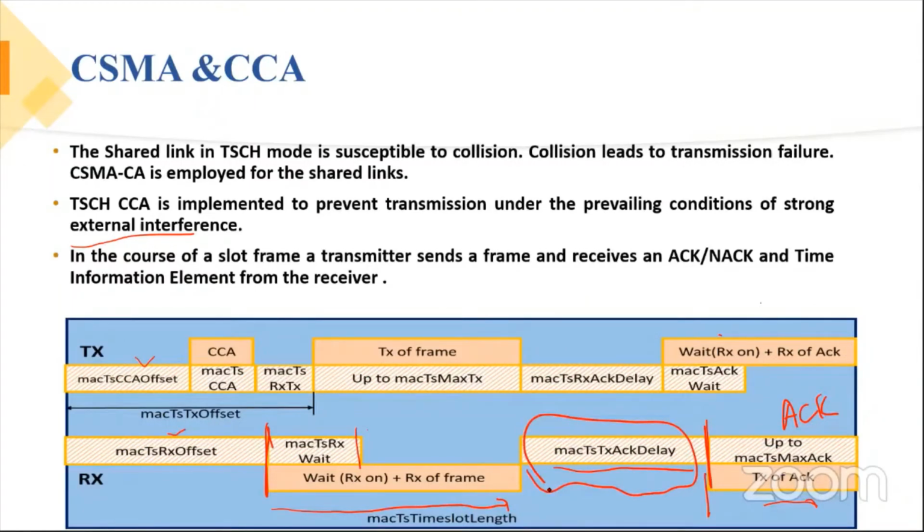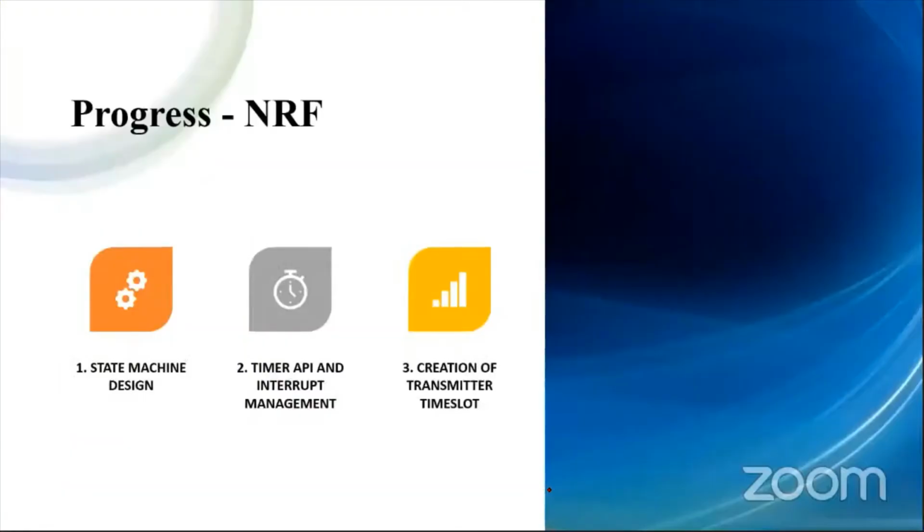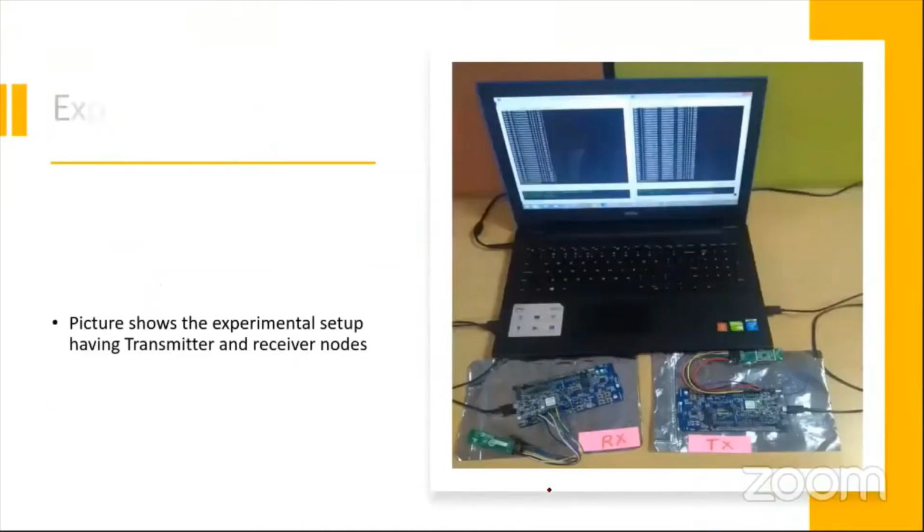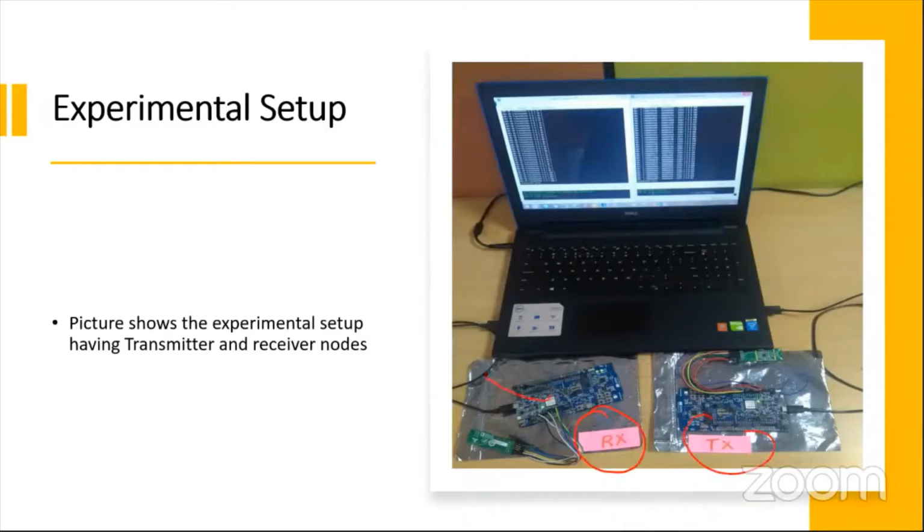So how is this going to play out in terms of implementation? I'll skip this because it is of not much importance to you. I'll show you our experimental setup. The experimental setup comprises an RX and a TX. This is a Nordic development board. This is the ADF board. And this is the 840 board.